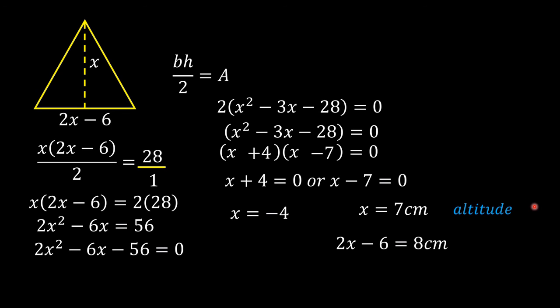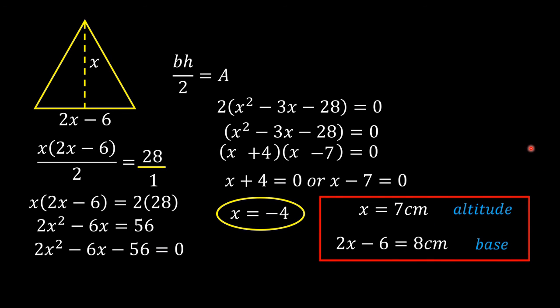And then 2x minus 6 is equal to 8 centimeters. 2 times x, x is 7. 2 times 7 is 14. 14 minus 6 is equal to 8 centimeters. This is the base of the triangle. We are not going to consider x is equal to negative 4 because the altitude cannot be a negative number. So our answers are x is equal to 7 centimeters and 2x minus 6 is equal to 8 centimeters.